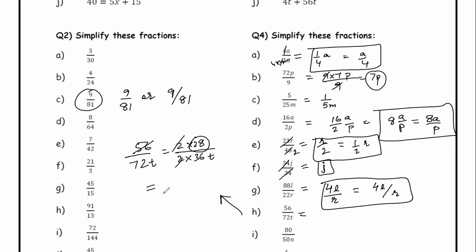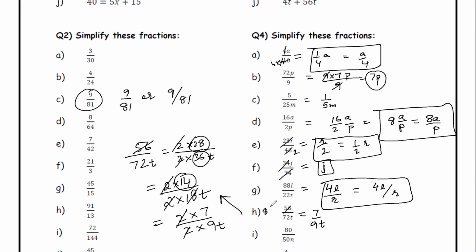Now 28 is 2 times 14. 36 is 2 times 18. Don't forget the t. 2 goes. 14 is 2 times 7, and 18 is 2 times 9. And don't forget the t. And so your final answer is 7 over 9t. Or if you know your multiple of 8, it would be 8 times 7 upon 8 times 9t. 8 and 8 goes. I've got 7 upon 9t immediately.